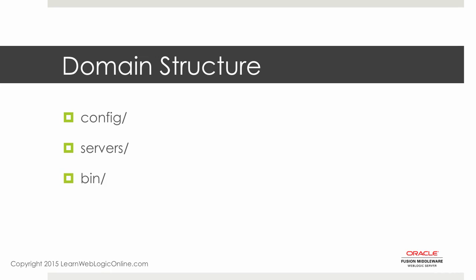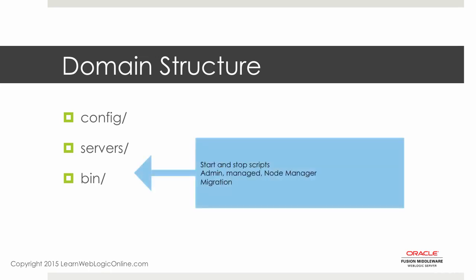Then the other important directory is the bin directory. The bin directory under the domain home contains all the lifecycle management scripts. So start and stop scripts for the admin and managed server, including Node Manager, as well as migration scripts for performing whole server and service migration.